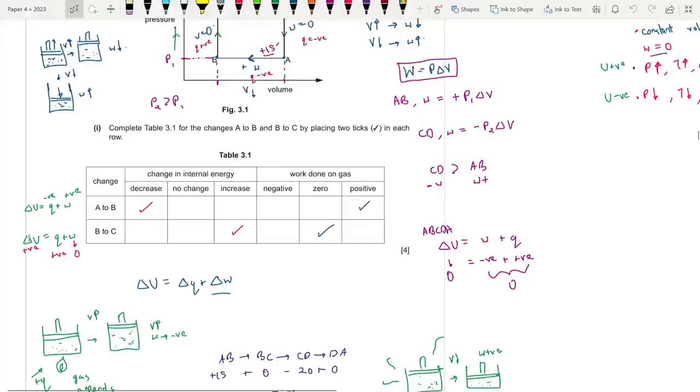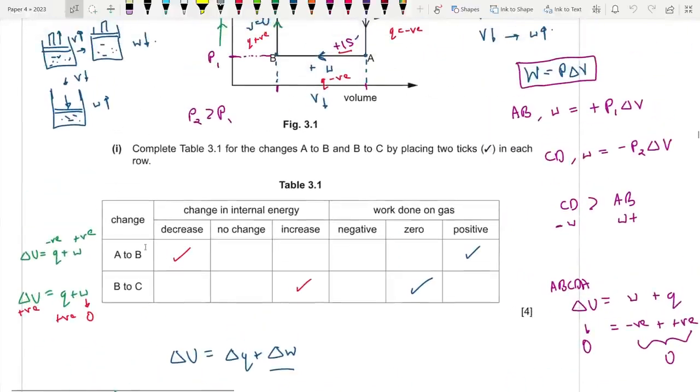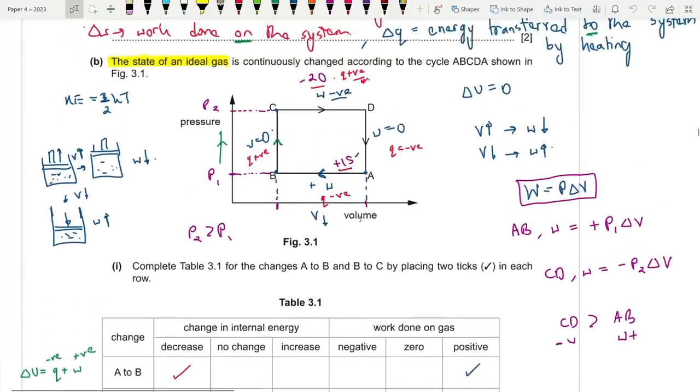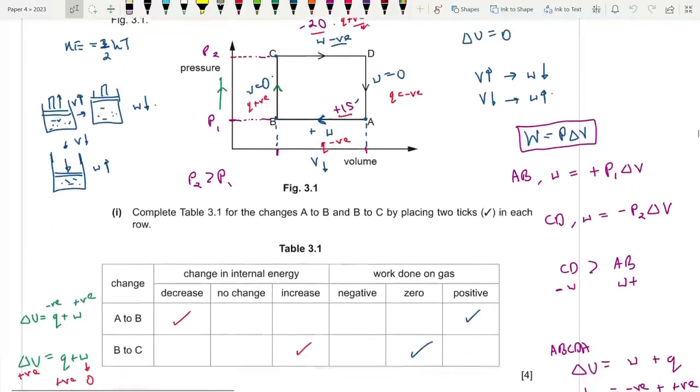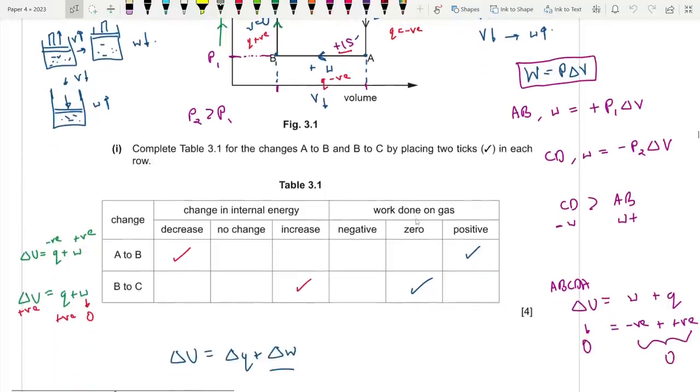So for the change from A to B, clearly I told you that since volume is decreasing at constant pressure, work is done on the gas, so work done must be positive. Okay, and now we can simply use PV is equal to nRT to find out the change in internal energy. How? Check this.